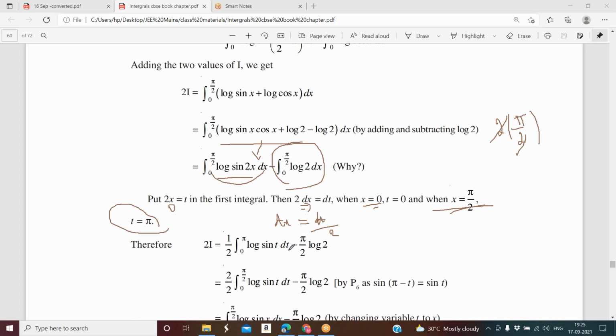Next, I am going to use one more property. Since we have integral 0 to pi, I am going to change the limits to 0 to pi by 2. For that, we have to multiply this by 2. That's property number 6. So integral 0 to 2a is 2 times integral 0 to a. So 2 times integral 0 to pi by 2 log sin t dt minus pi by 2 log.